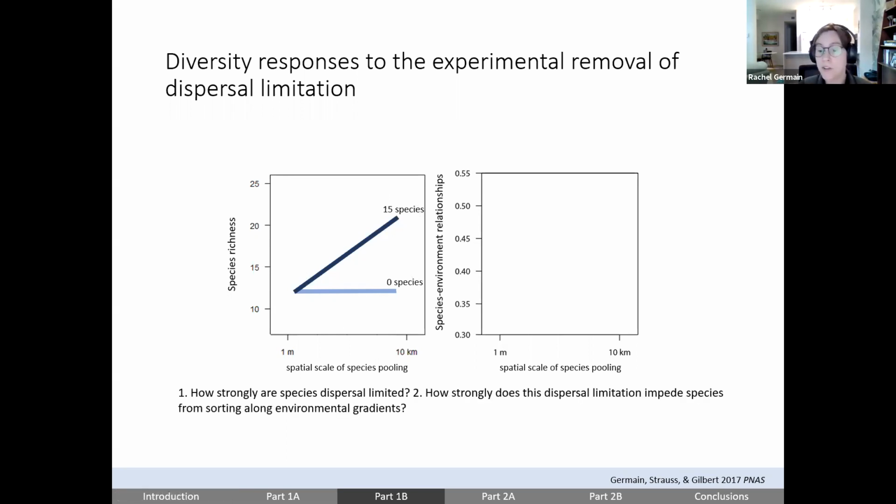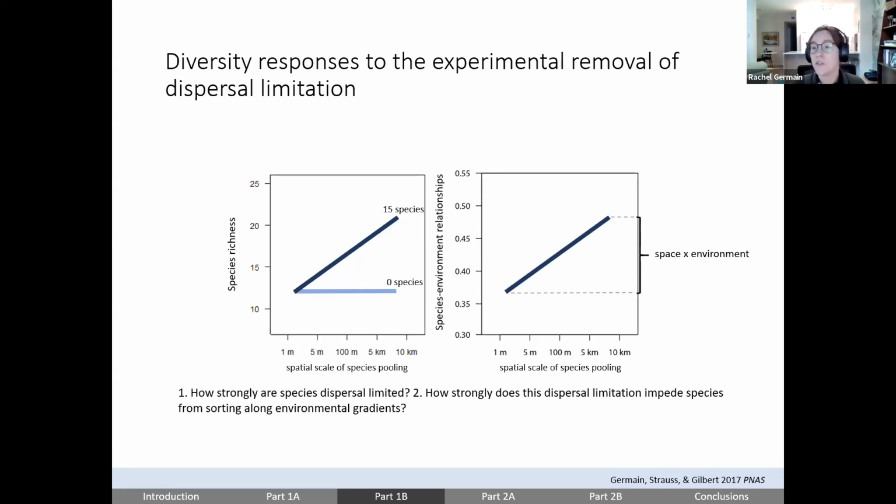The second question is, how does this dispersal limitation impede species from sorting along environmental gradients? Again, if you give species access to a greater number of sites, they might be able to find a site that they are perfectly suitable in but had trouble accessing. And you would be able to see this in the response of the environmental explanatory power if you're comparing between the natural pattern and the one where you've completely removed dispersal limitation. And this is basically the space by environment interaction. It's how much does the environment affect or shape species distributions when you're removing that effective dispersal limitation.